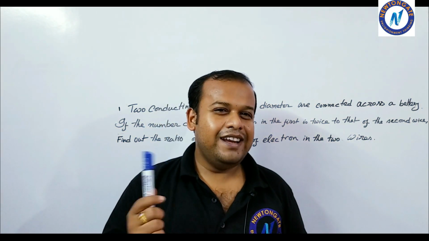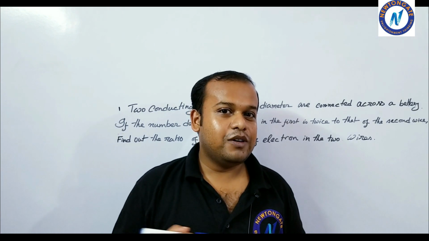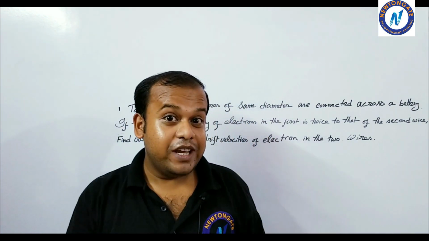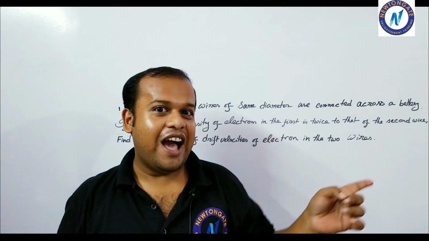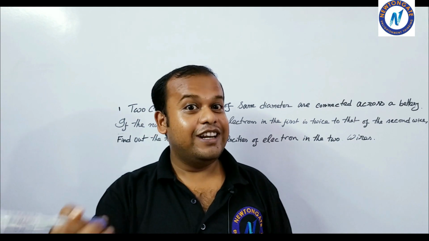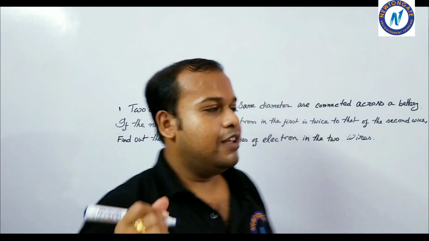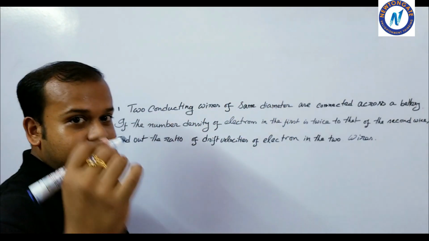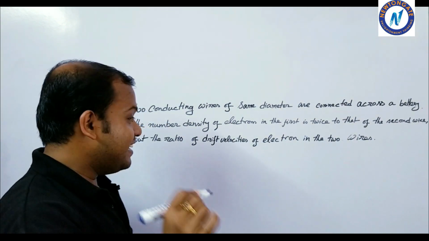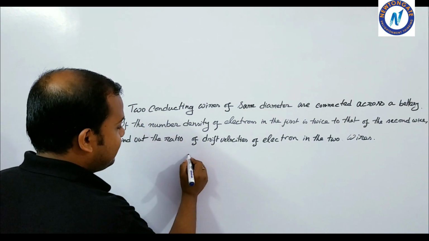Now, in order to find the solution for the question, we first write the equation of current through the wires in terms of drift velocities and the other quantities. So let us first write that. In terms of drift velocity, the equation of current, that is I, is something like this.